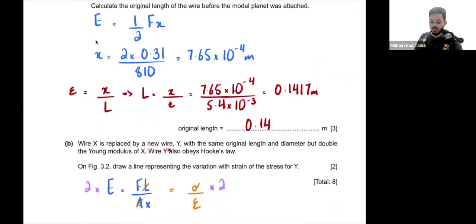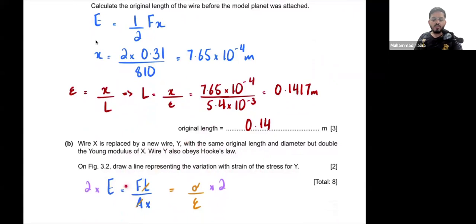Wire X is replaced by a new wire Y with the same original length and diameter, but double the Young modulus of X. Wire Y also obeys Hooke's law. On 3.2, draw a line representing the variation with strain of the stress for Y.